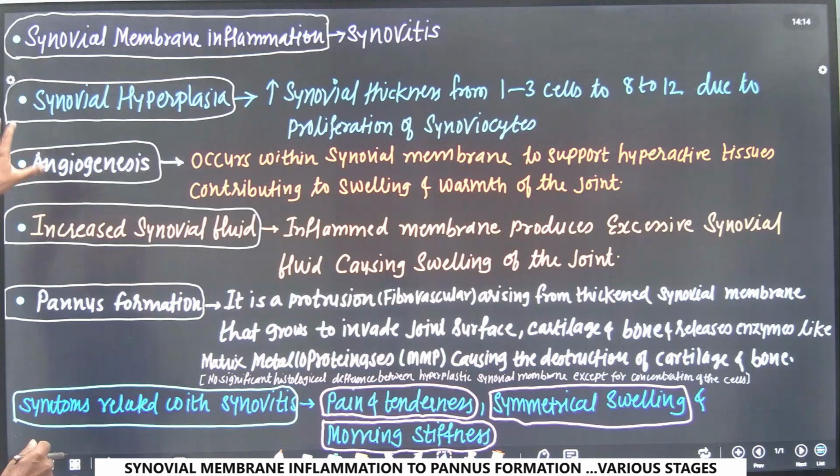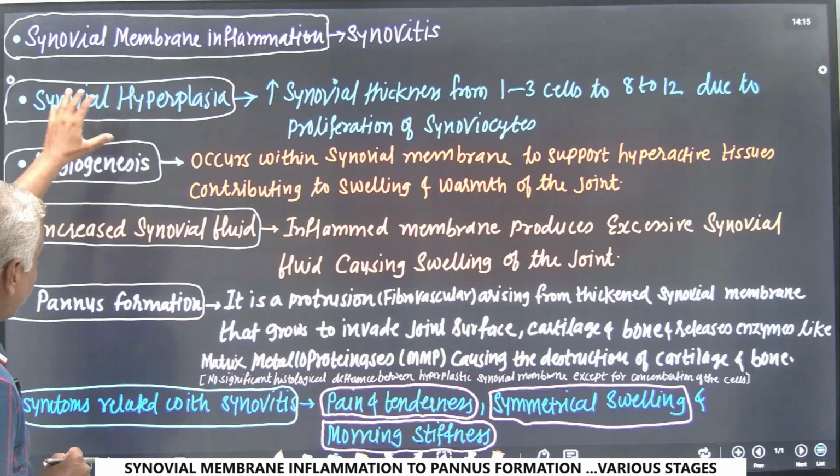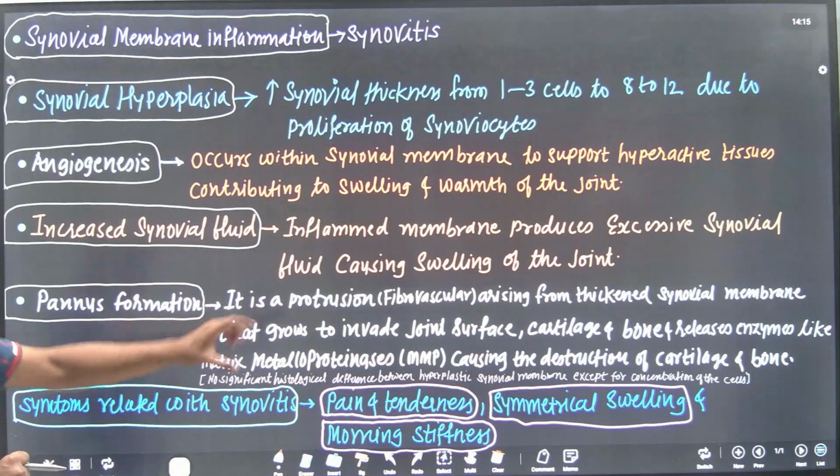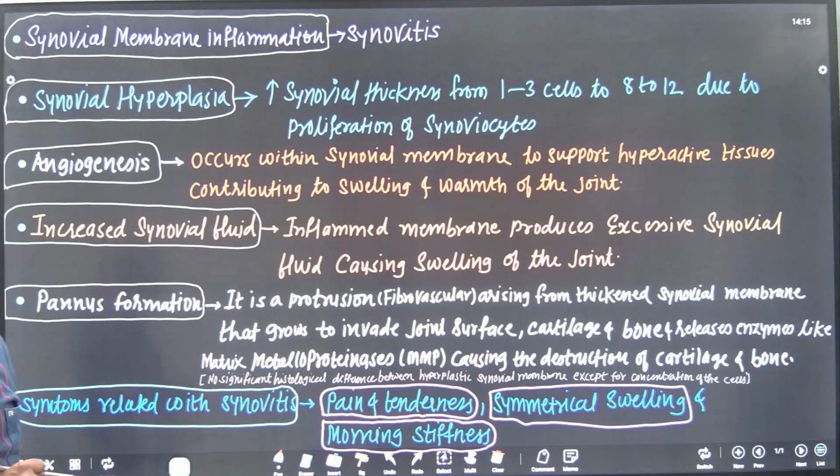So, the inflammation of the synovial membrane, which is because of the antibody attack on the citrullinated proteins in this membrane and in the synovial fluid, leads to synovial hyperplasia, angiogenesis, and increased synovial fluid. All these events are taking place, and in the end we get a pannus formation, which is causing the destruction of the cartilage and the bones.